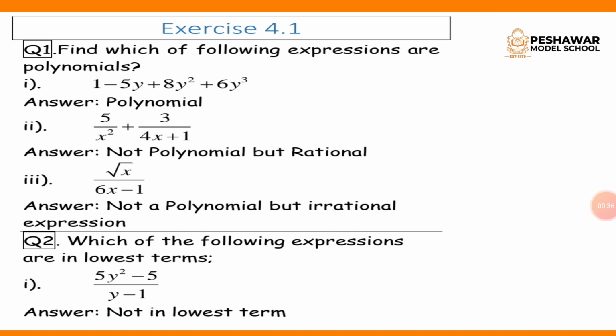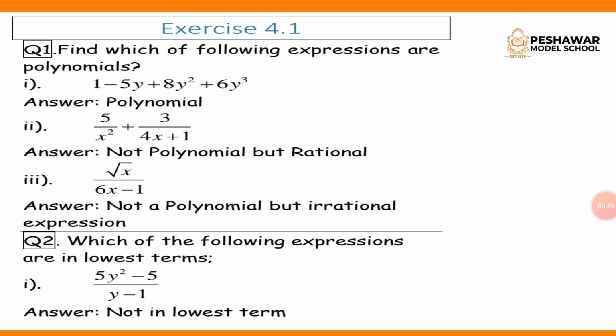Part number 2, 5 over x square plus 3 over 4x plus 1. This is not a polynomial. Why is this not a polynomial? Because the x power 2 is in the denominator. If we convert it into the numerator, it becomes x power minus 2 and the power of the variable becomes negative. So that's why this is not a polynomial.